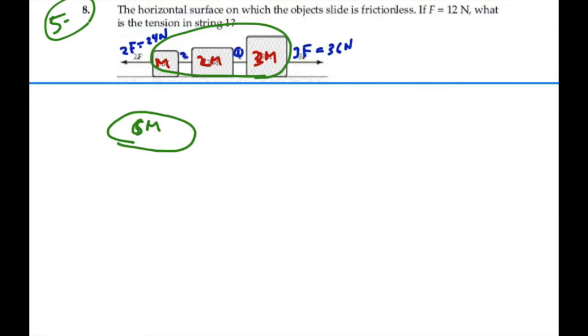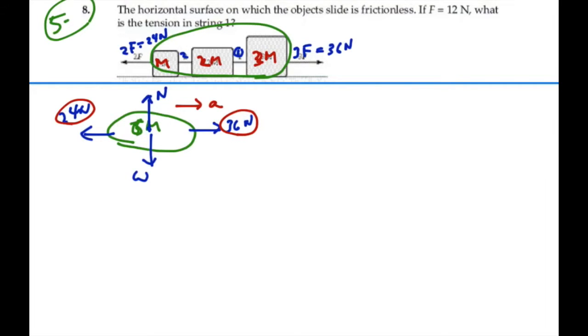So we have 6M, and the forces acting on it: 36 newtons going to the right, 24 newtons going to the left. Of course we would have weight and a normal force, but in this case those forces are transverse to the motion. So as a result of all these forces, this thing is going to accelerate to the right in the positive x direction, and the forces we need to consider are these 36 newtons and this 24 newtons.